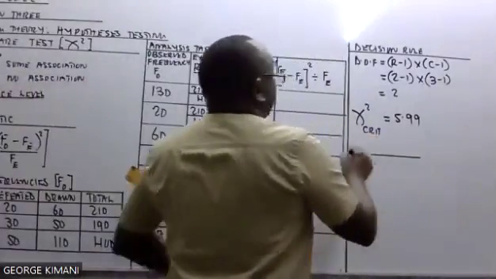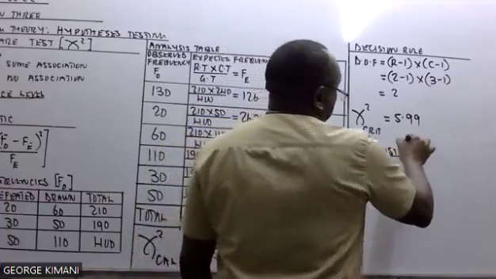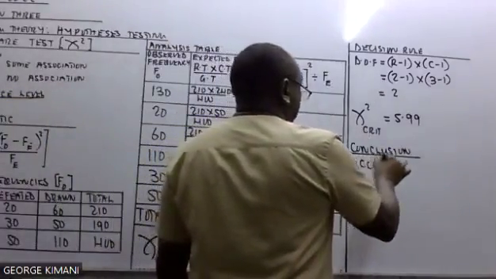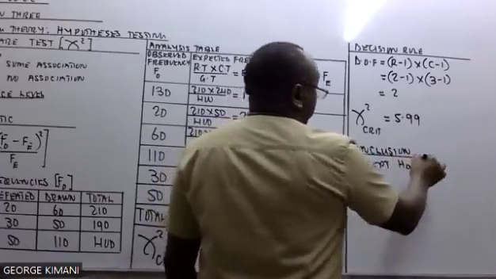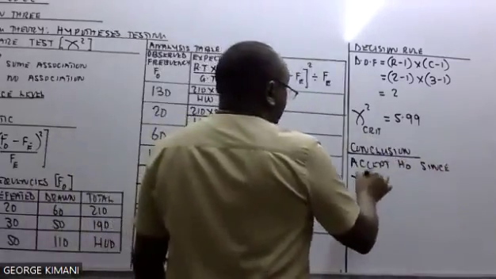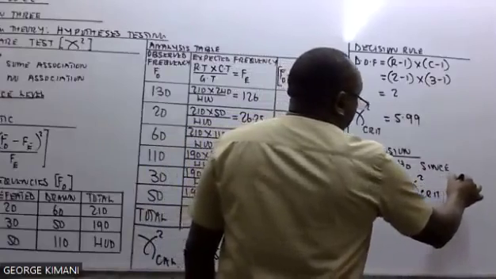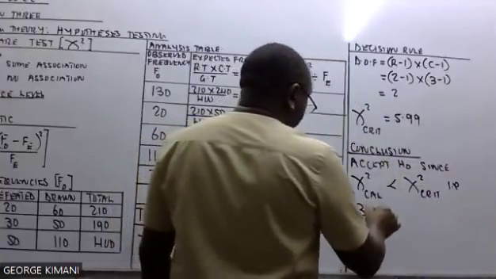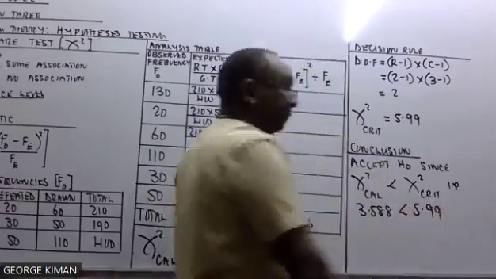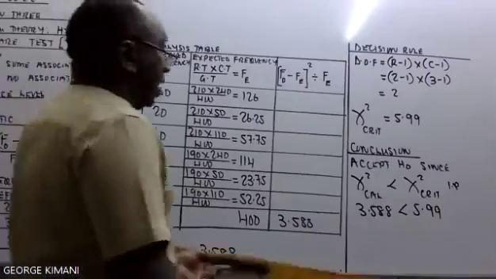So with that, you make the conclusion. The conclusion will be to accept the null, since chi-square calculated is less than chi-square critical. That is, 3.588 is less than 5.99.